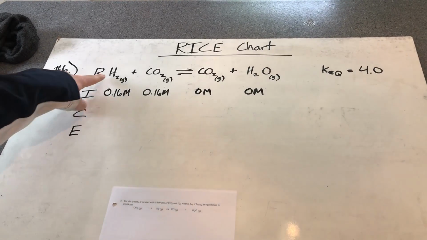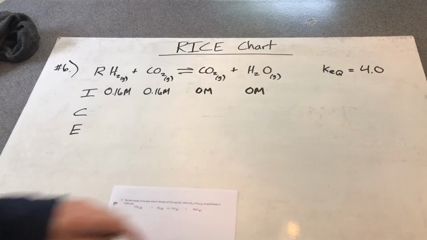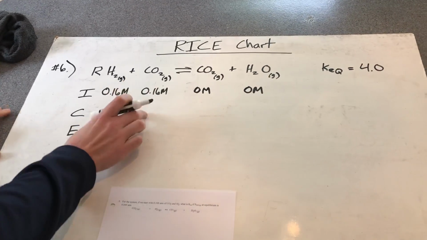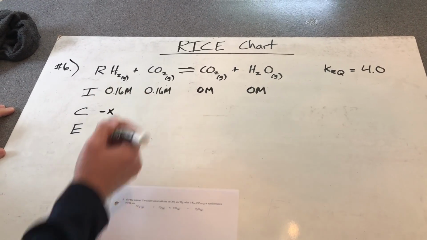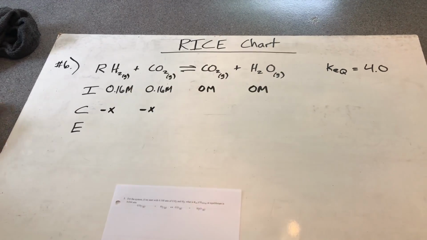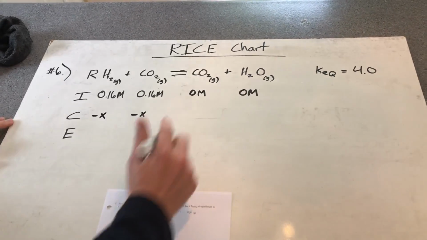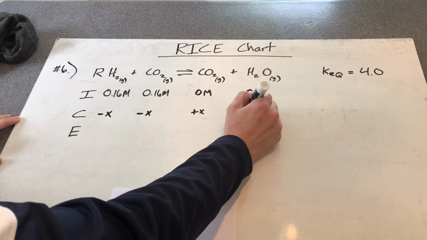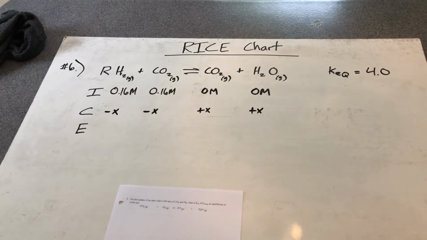This problem is an easy one because everything is just 1 to 1 to 1 to 1 right across the board. So we expect the reactants to decrease by a factor of 1x. So both of these are just going to be minus x. Both of these guys over here are just going to be plus x. Because again, everything is 1 to 1 to 1.